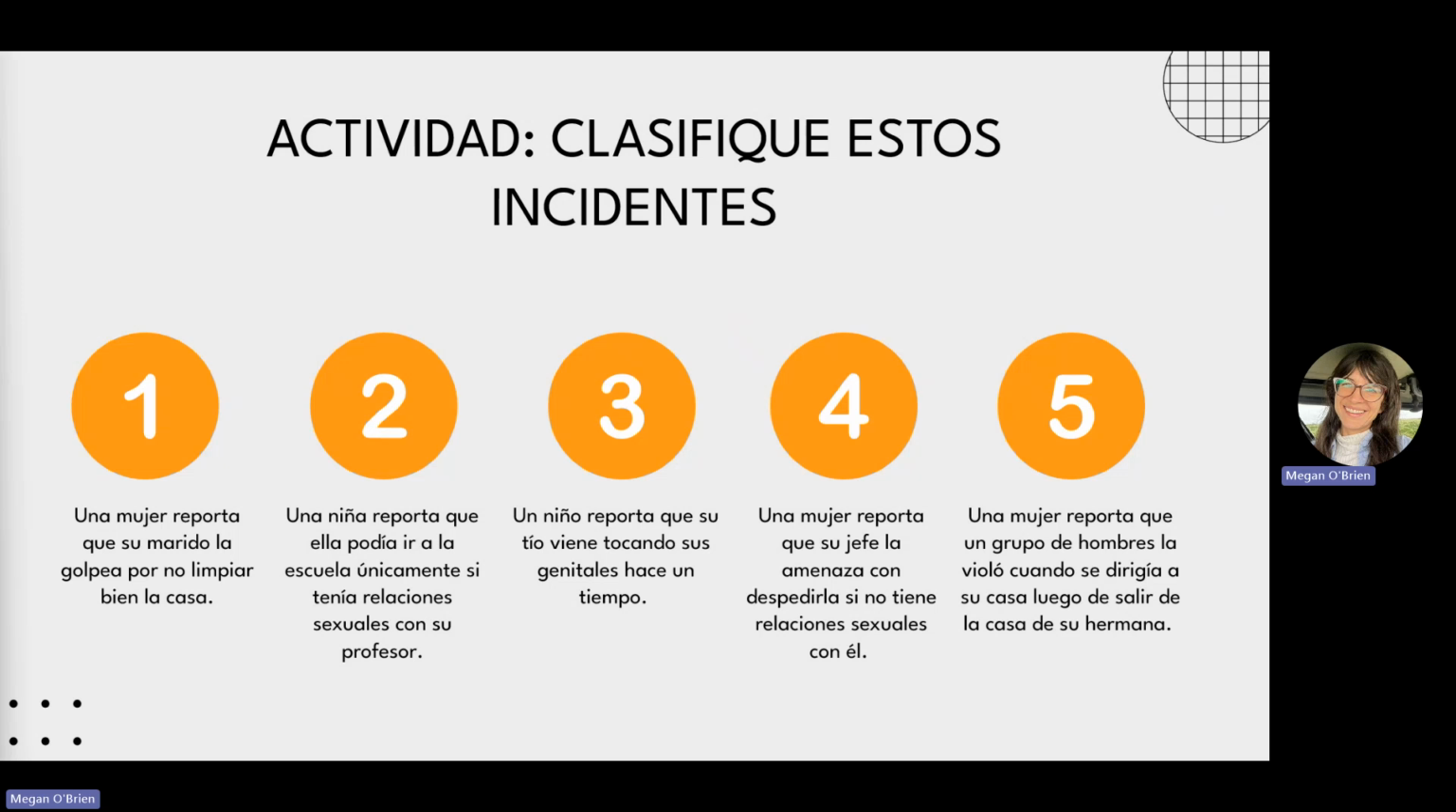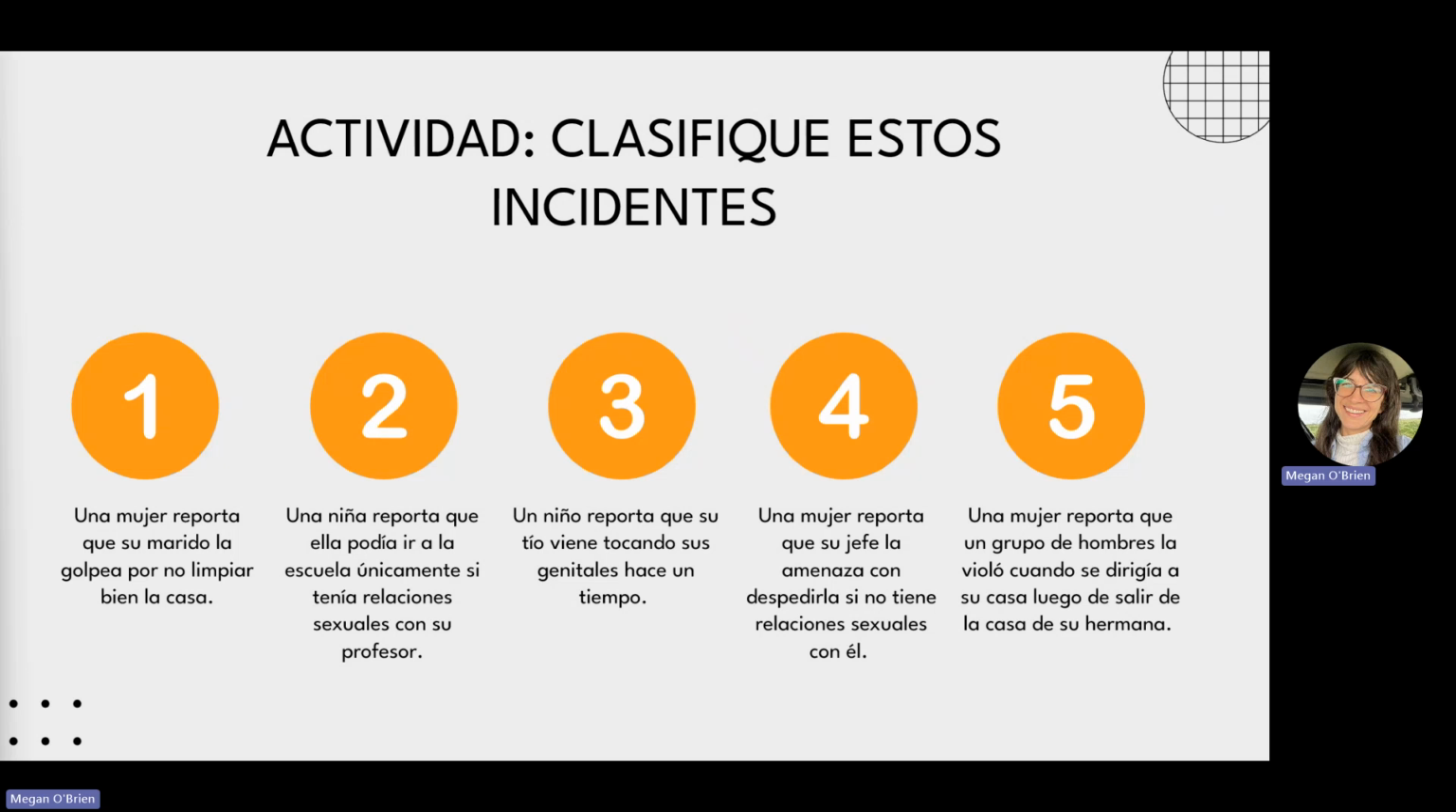A boy reports that his uncle has been touching his genitals. Was penetration involved? No. Was unwanted sexual contact involved? Yes. So this would be identified as sexual assault. How does that compare to what you wrote down?